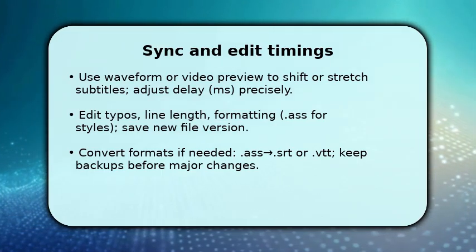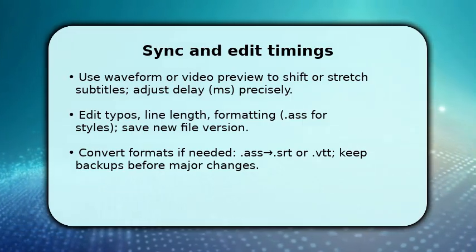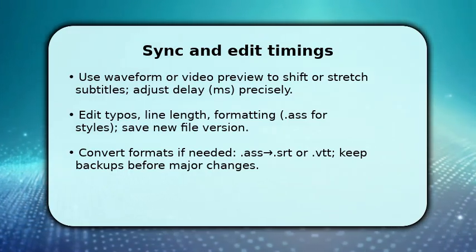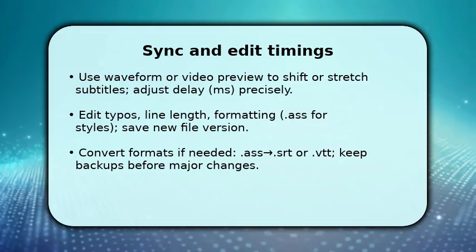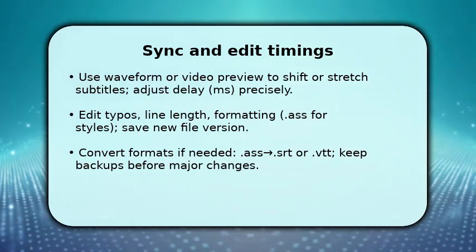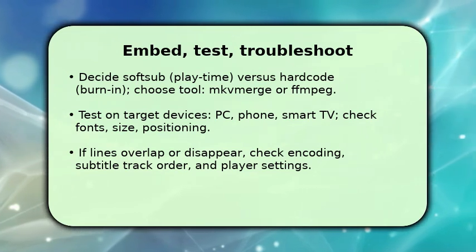Make necessary text edits, fix typos, split long lines, and choose styling only if using ASS. Save as a new version so you can revert. If your target device needs a different format, convert the file now, making sure to preserve encoding and backup the original. Finally, choose whether to keep subtitles as a selectable track or burn them into the video.